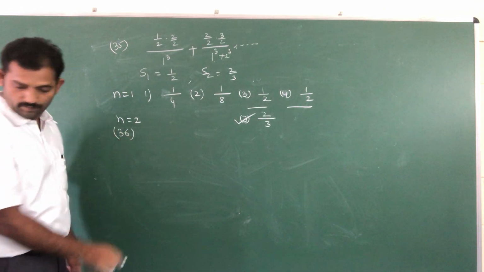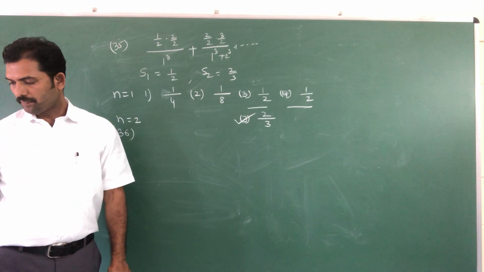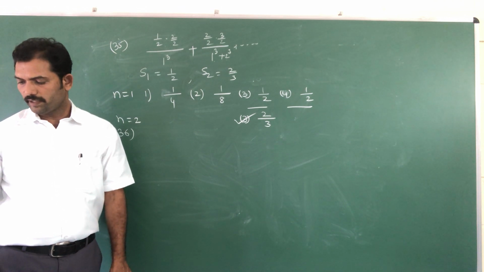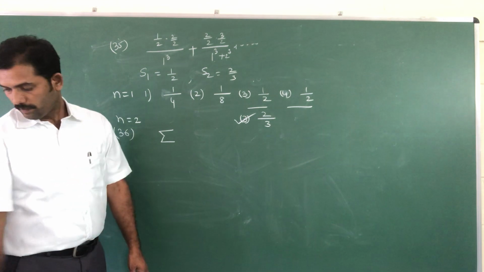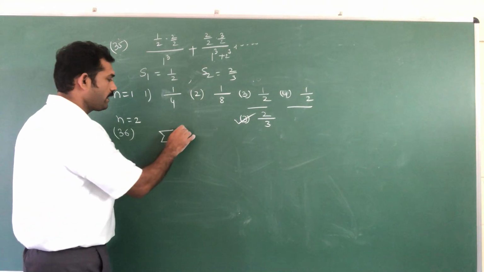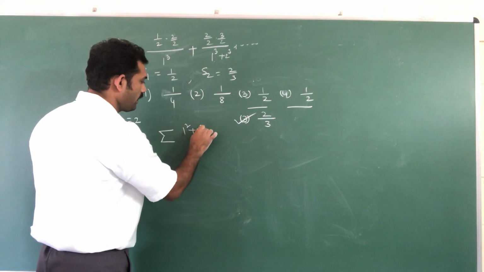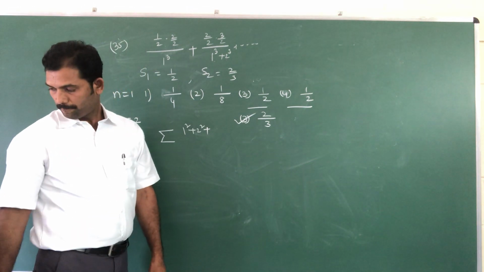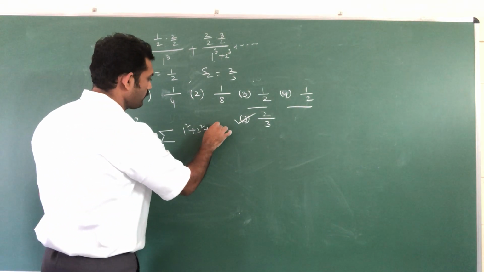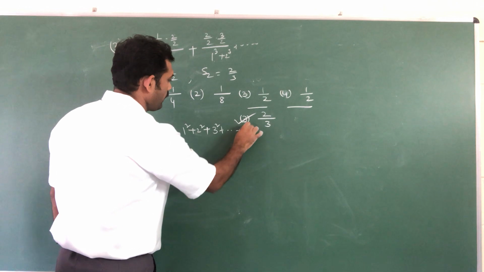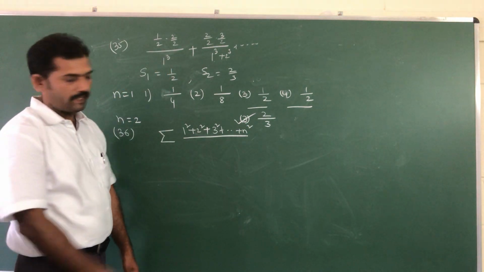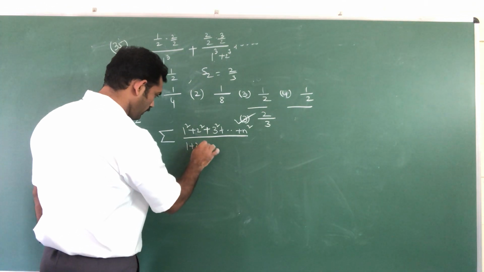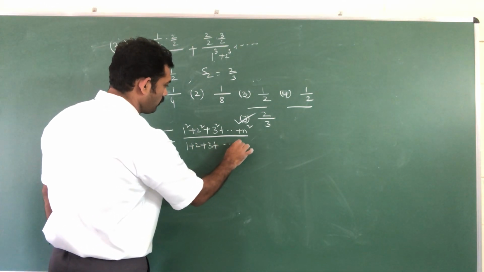36 is also the same problem. For 36, you check this: sigma of 1 square plus 2 square plus 3 square plus and so on n square, divided by 1 plus 2 plus 3 plus and so on n.